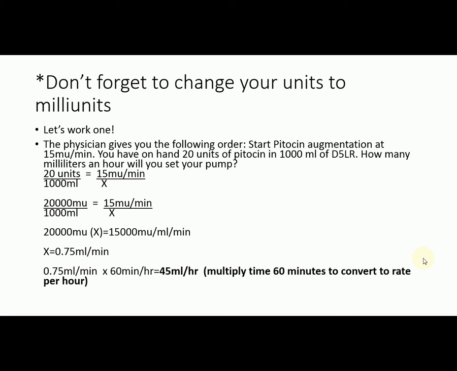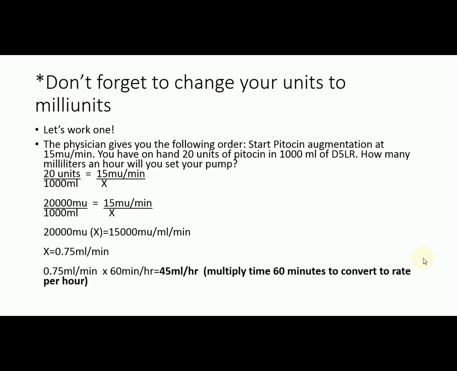So basically we're going to divide 15,000 by 20,000 to get what X is, which will be point. And always be sure you put your zeros in front of anything that is a point, especially in pediatrics. Anything like 0.8 or 0.6 should have a 0 in front of it or be considered a wrong answer. So you have 0.75 milliliters per minute.